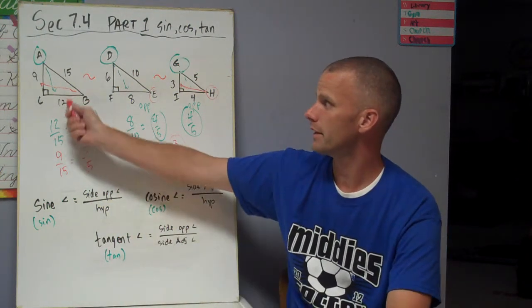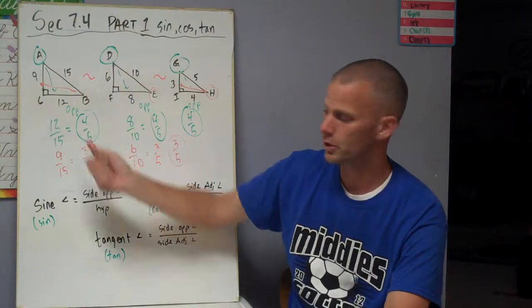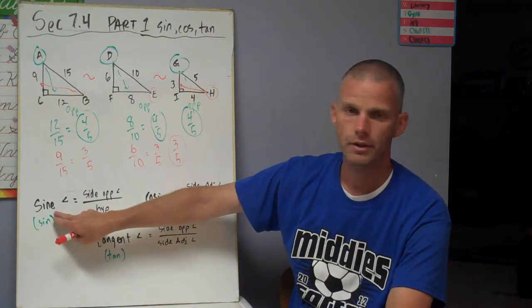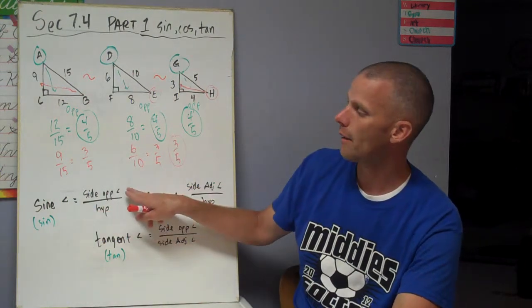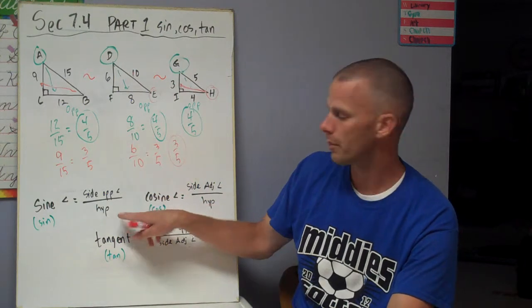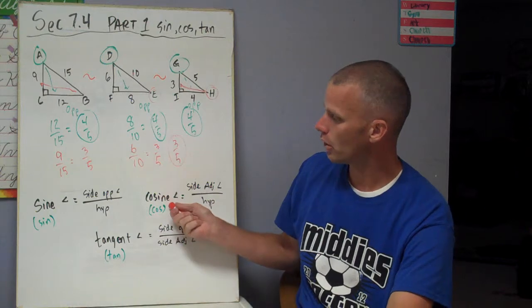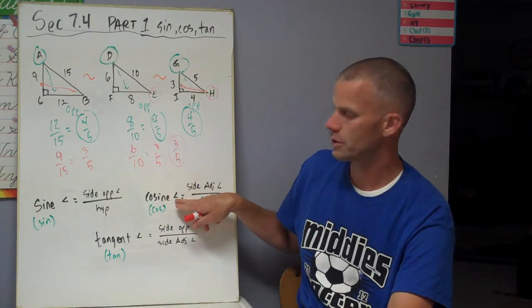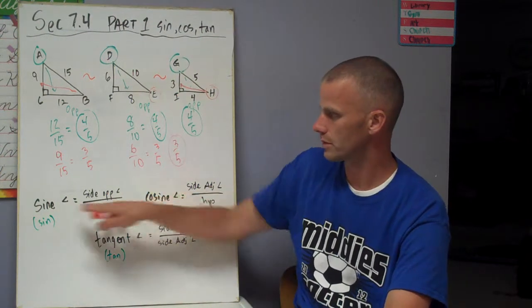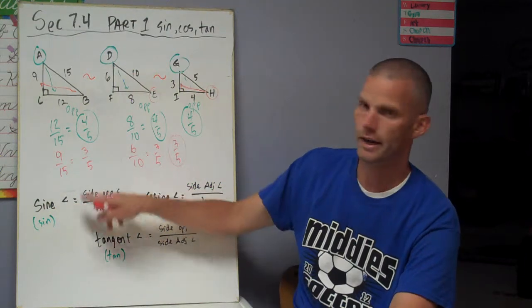So this opposite and hypotenuse ratio I just showed you, that's what we call the sine ratio. It's always the side opposite the angle over the hypotenuse. We've got two other ratios that we talk about. The cosine, and don't forget, this is just a little angle symbol here. So it's the sine of an angle, and it's this ratio.